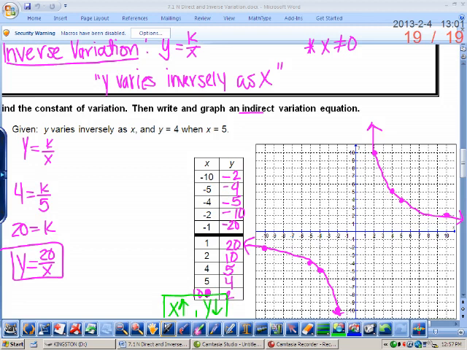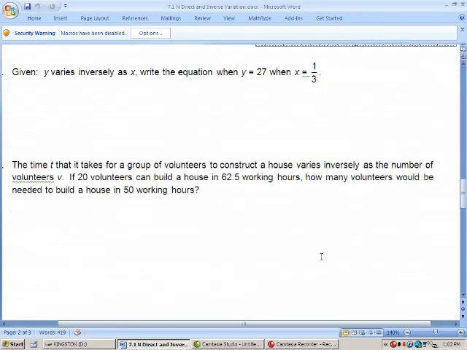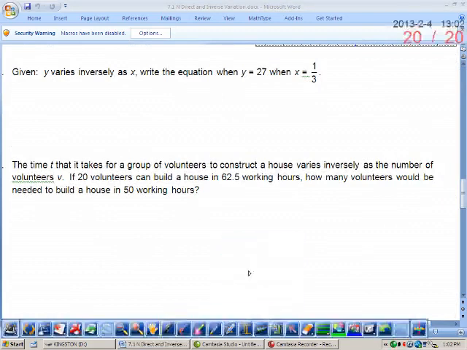All right, would you please try number 6? Think about your fraction rules. Try number 6.